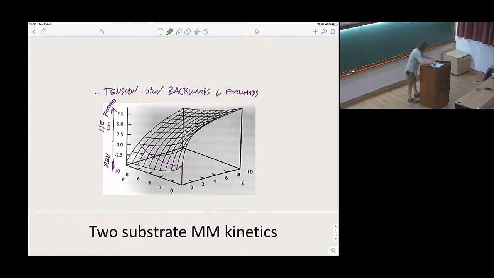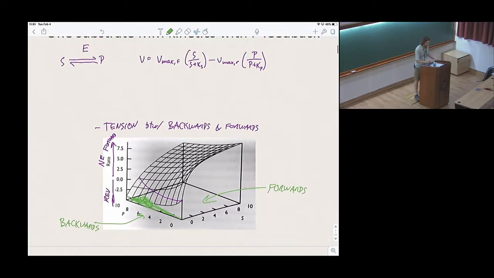there'd be a space of, depending on what the concentrations were, all of that, if the product is that high and the substrate's that low, all of that is going to be where the reaction will flow backwards, and thus all of that space is where it flows forwards. Make sense? Fairly straightforward.